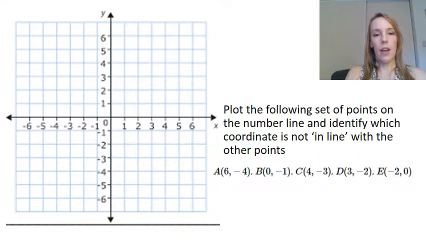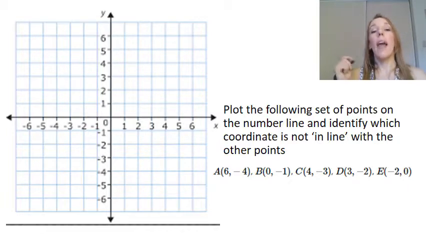Okay, so for instance, we've been given a number of coordinates, and we have to plot them onto the Cartesian plane. We're going to put them all onto that Cartesian plane, and then identify which coordinate is not in line with the other points. So the first coordinate A is 6, -4.